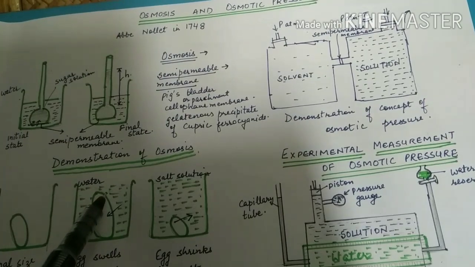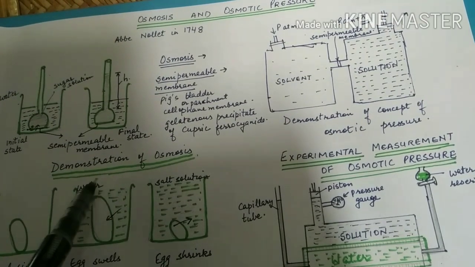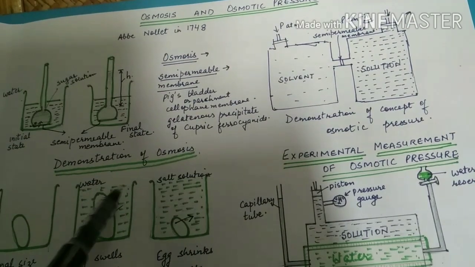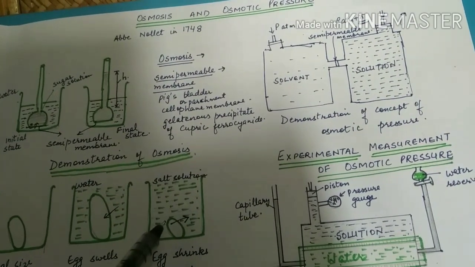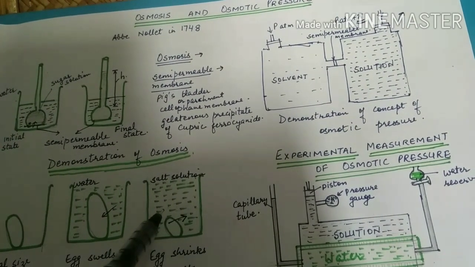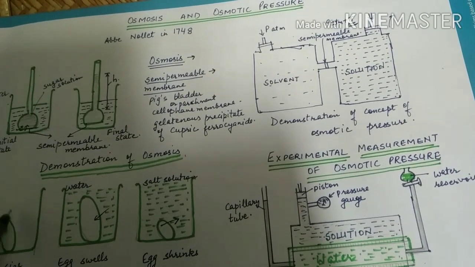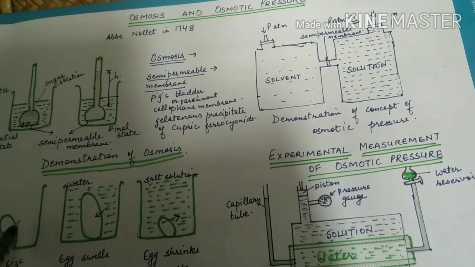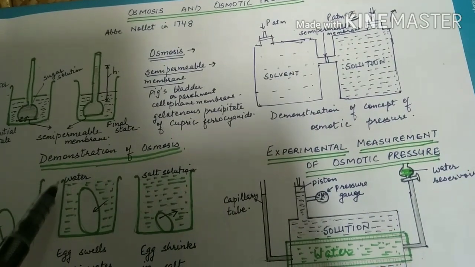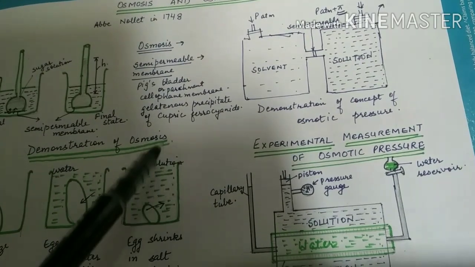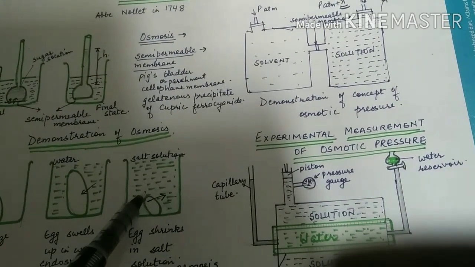Now what happens is there's a difference between the two solutions. Water has lesser concentration than the solution of the egg, whereas salt solution has higher concentration than the solution of the egg. So after some time what you observe is that, while this is the normal size of the egg, the egg placed in water swells up, whereas the egg placed in salt solution shrinks in size.